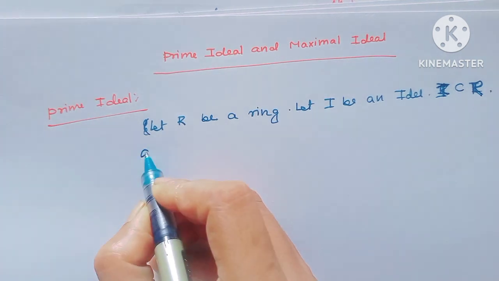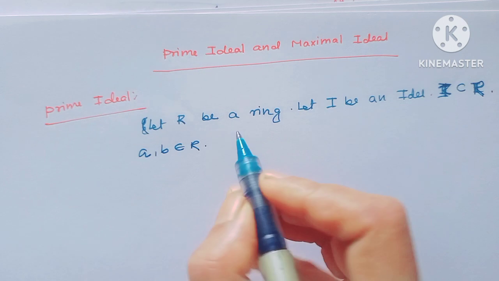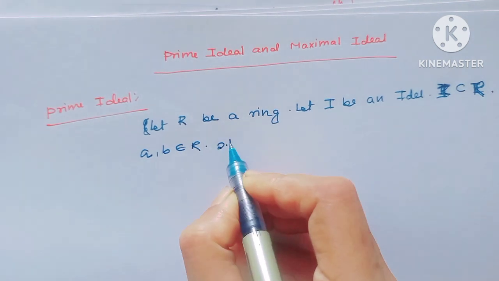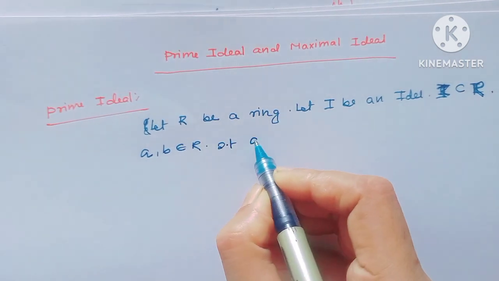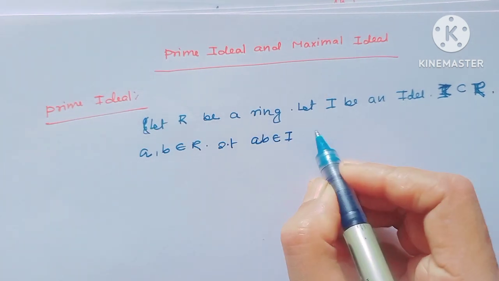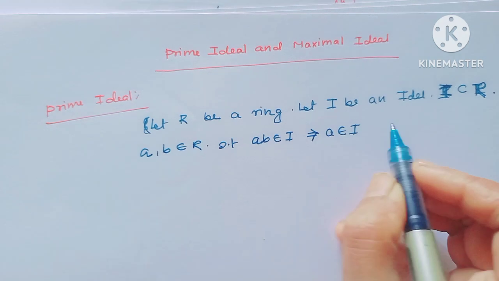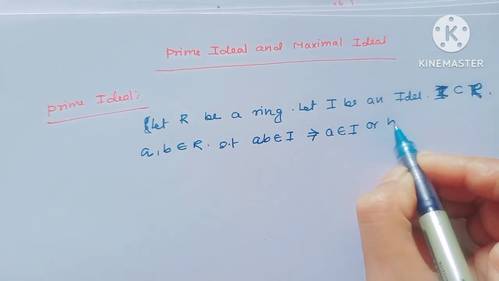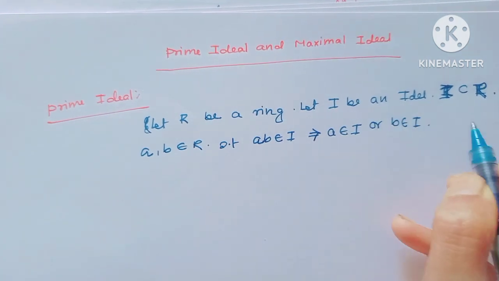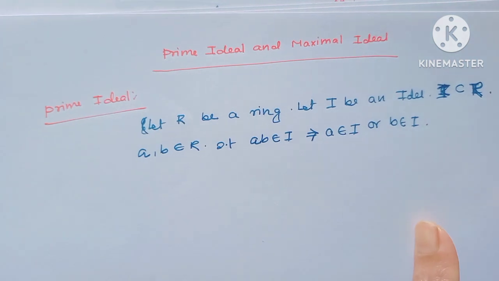If any two arbitrary elements a, b belong to R such that the product of these two elements belongs to I, this implies either a belongs to I or b belongs to I. This is the definition of prime ideal.